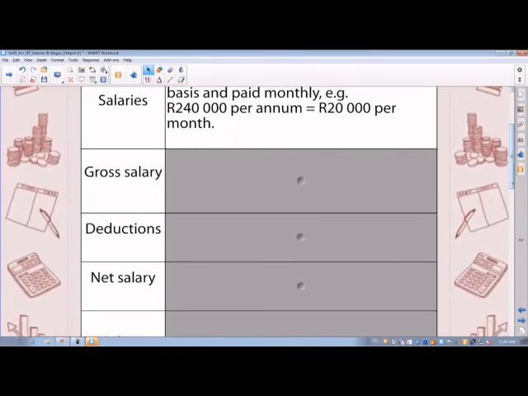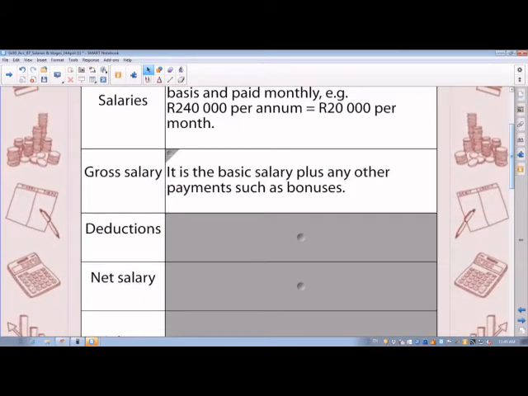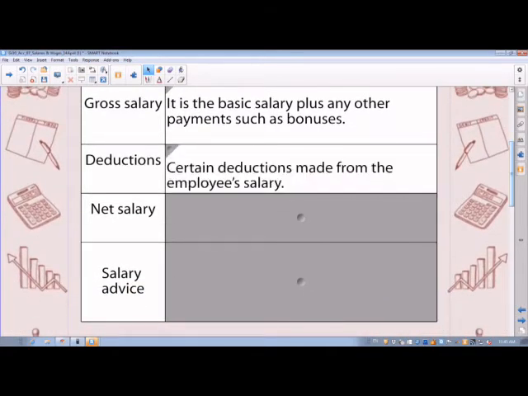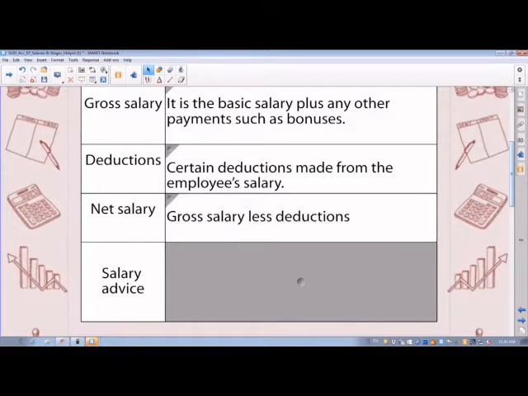Another one, a gross salary, that will be a basic salary plus any other payments such as bonuses or any other contributions. We'll look at contributions a little bit later today as well. The next one, deductions. Certain deductions will be made from the employee's salary. We'll also look at deductions in detail. A net salary will be your gross salary minus deductions. That will give you your net salary and that will be the take-home pay for that employee.